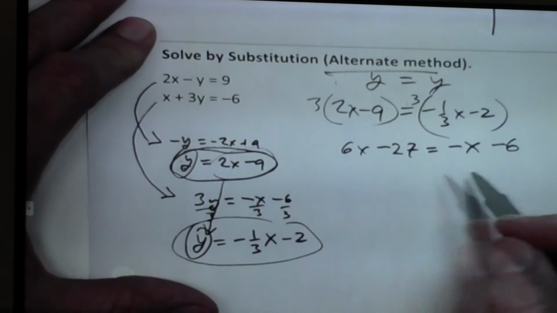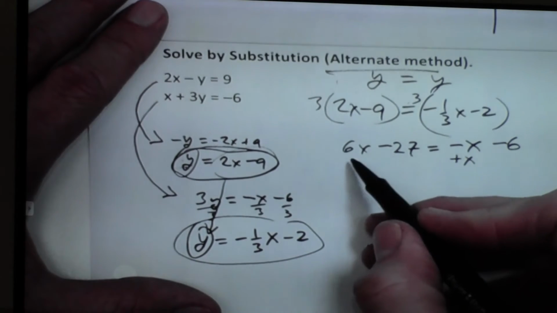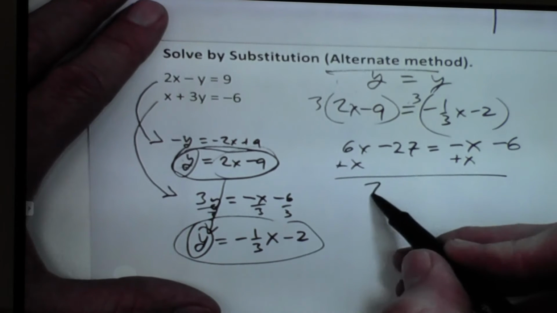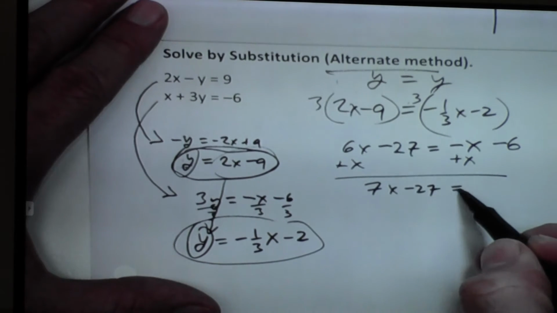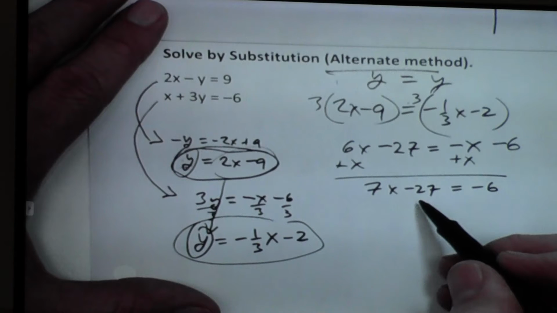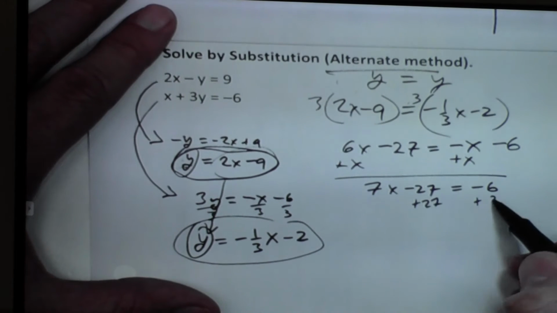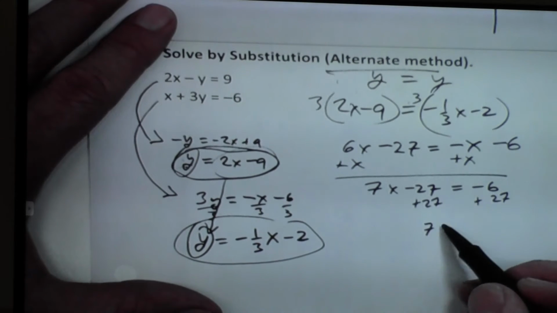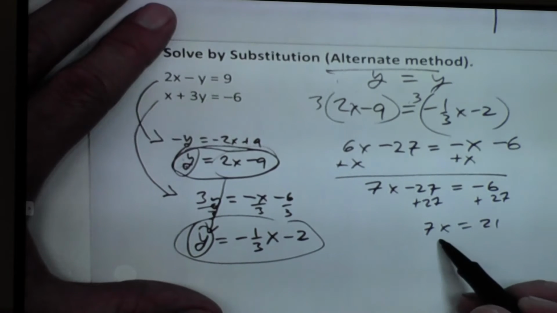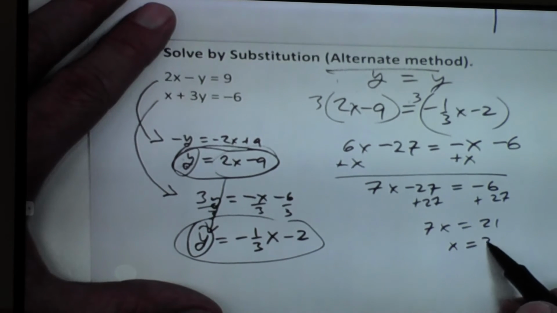So now I want to put all these together. Let me add the x's to both sides. And that gives me 7x minus 27 is equal to negative 6. Now I'll add 27 to both sides, and I'm going to get 7x is equal to 21. And when I divide by 7, I get x is equal to 3.